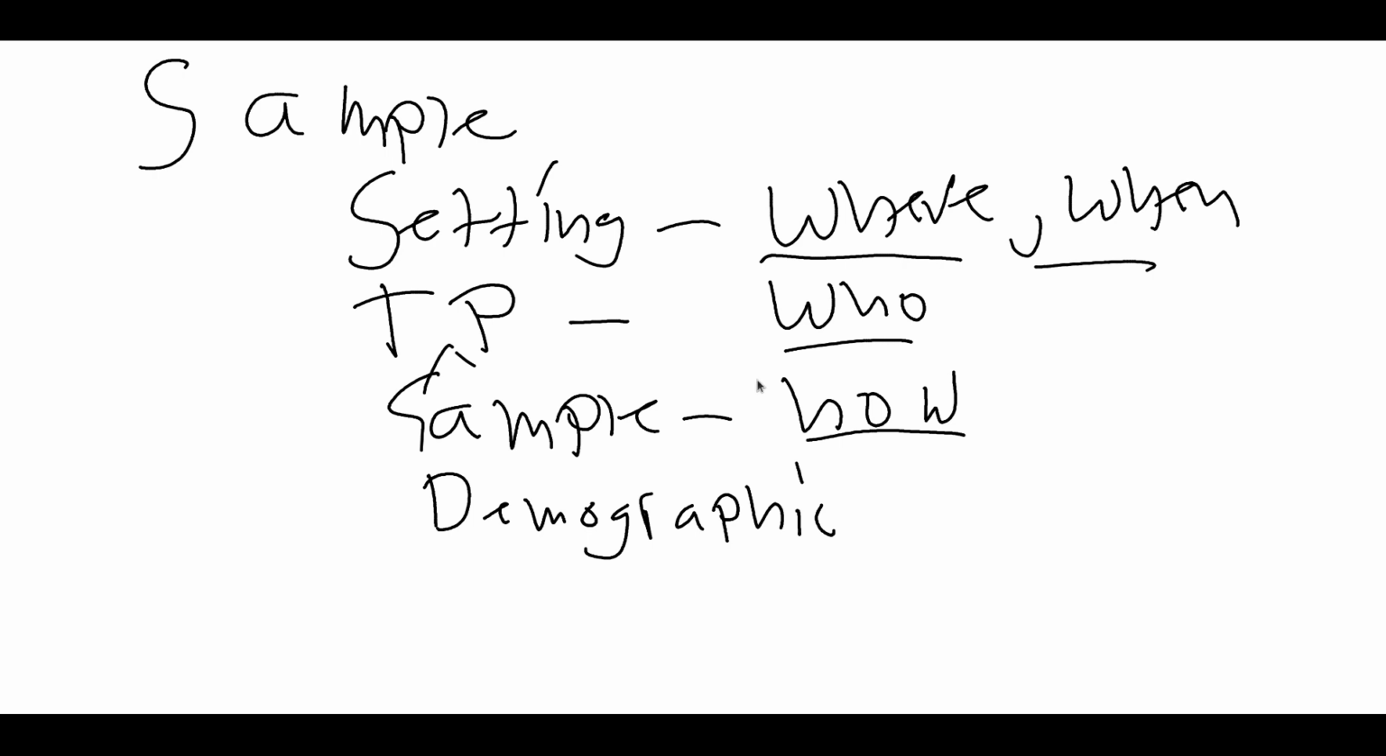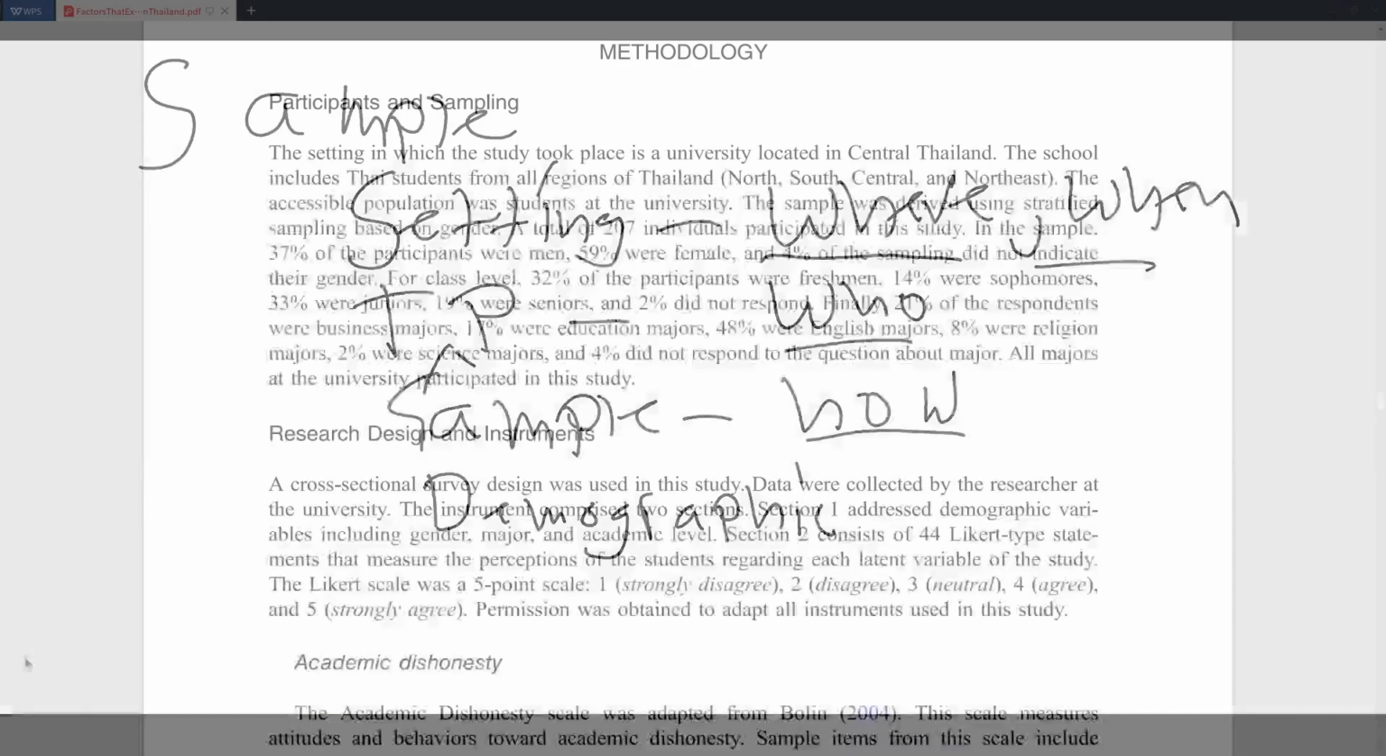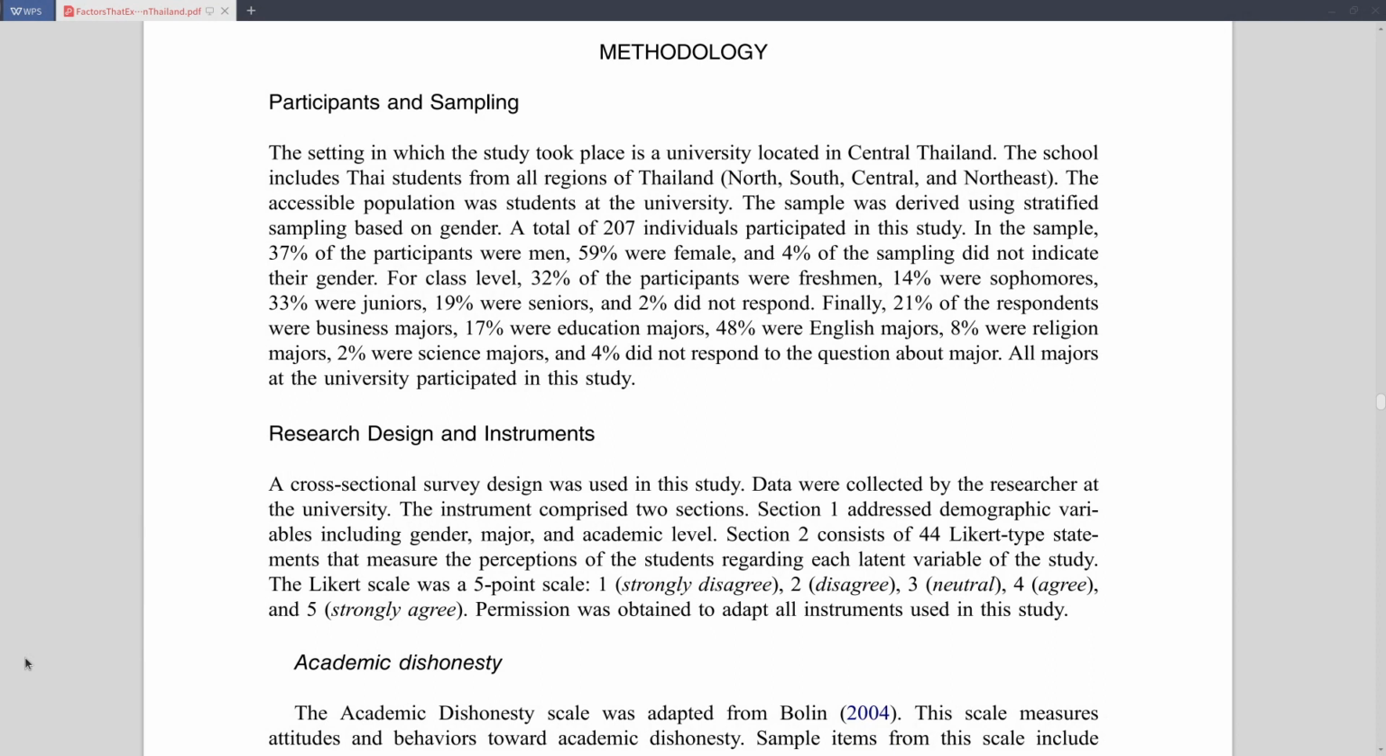Now that I've talked about this a little bit, I want to give you an example so that you can capture this. Here's a methodology that I wrote for an article, and you can see right here I start with the setting. I hope you can see that and read that. I'm not going to read the whole thing, but you can see that it's Thai students from all the different regions of Thailand. And they're all at a university.